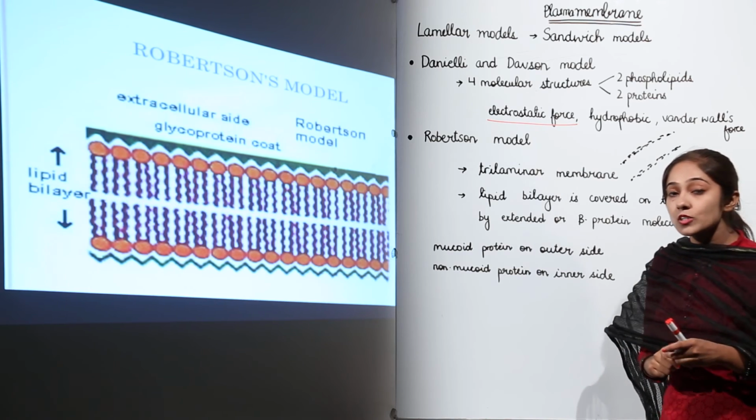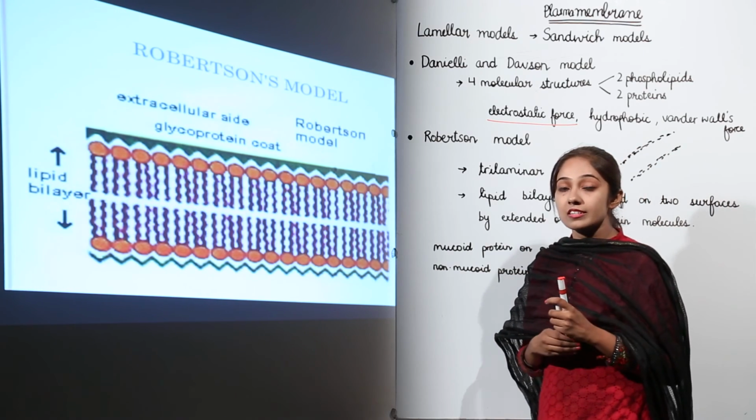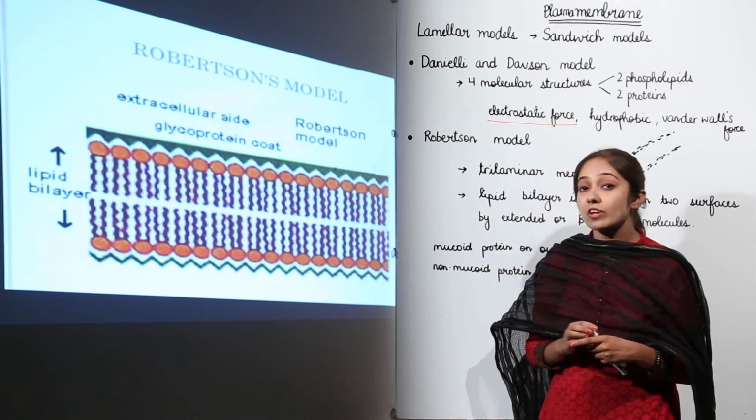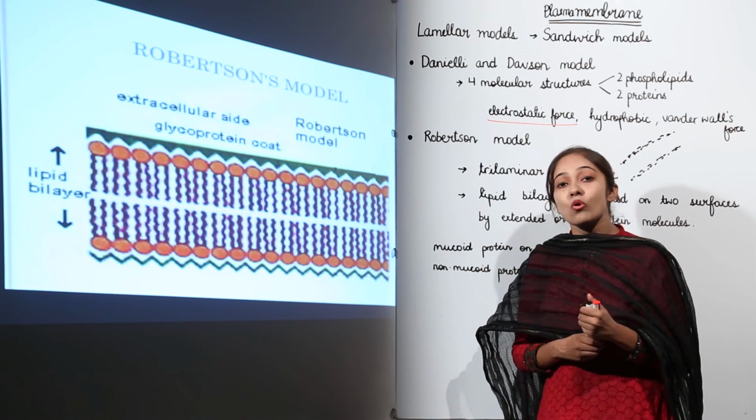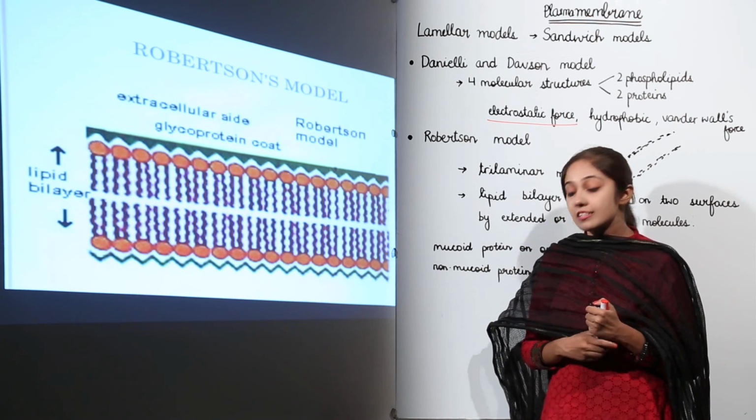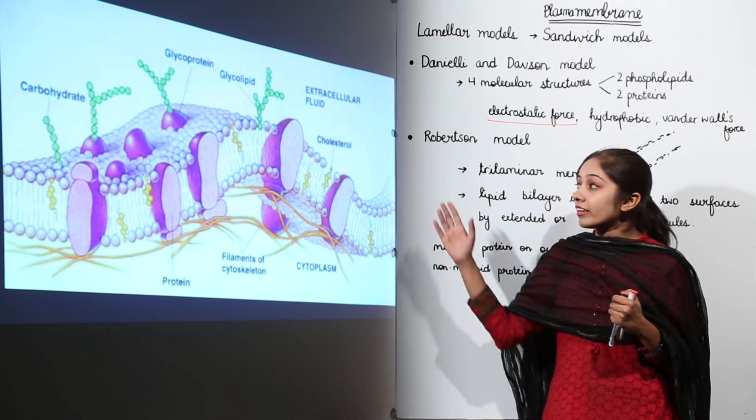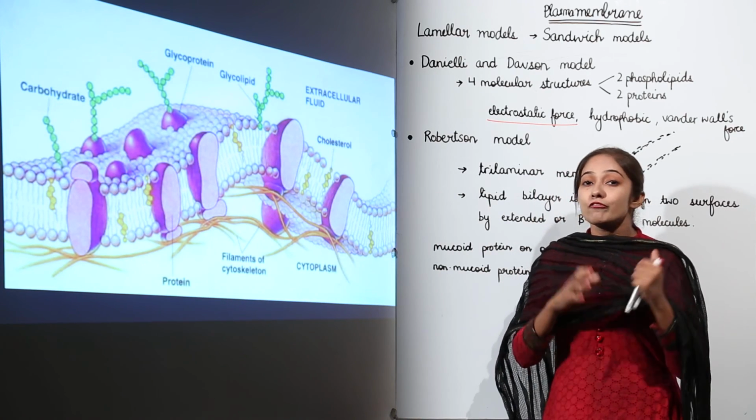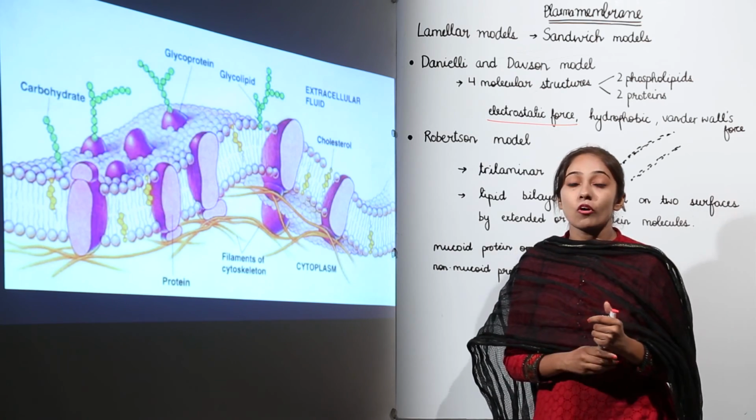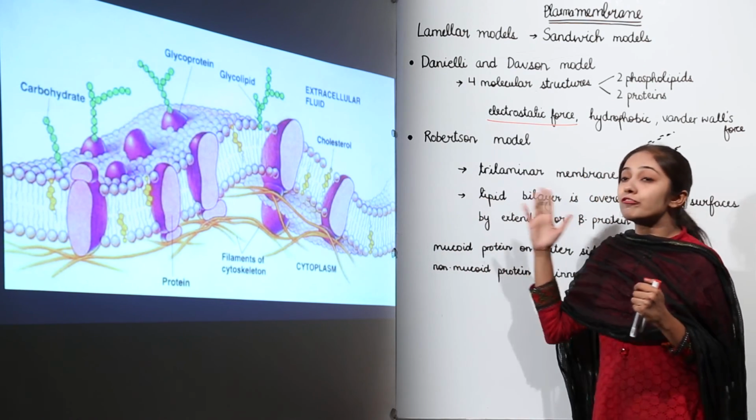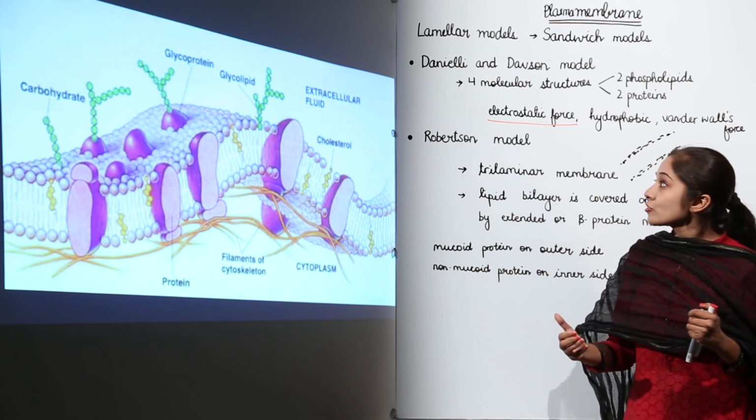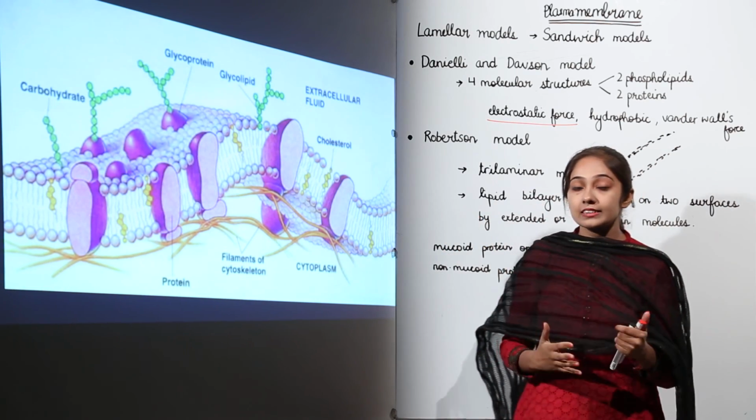So, these 2 models were proposed. These are very early models, the sandwich models proposed for the structure of the plasma membrane, but the most accepted model of the plasma membrane is the fluid mosaic model, which we will discuss now. It is the most important accepted model, a recent model, and we will discuss it in greater detail.